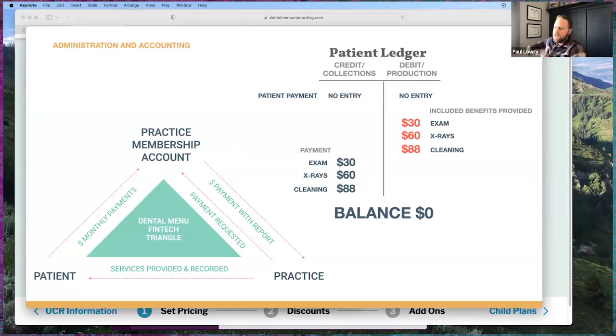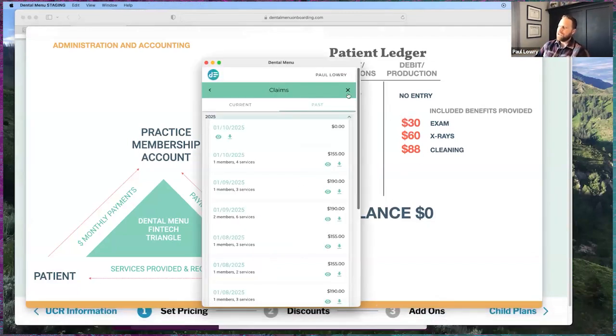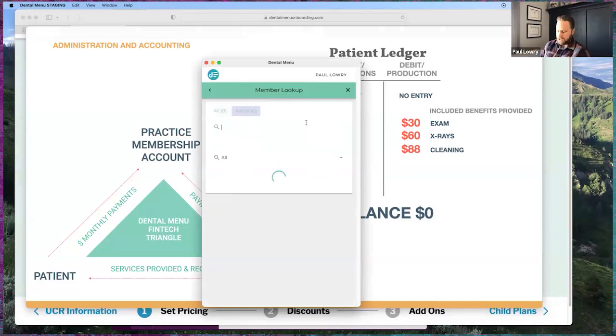That matches your production. And if you are paying providers on collections, your hygienist gets credit. Your associate doctor gets credit for them seeing that patient that day. And now your daily collections coming out of your analytics software also matches real time. So it's a way cleaner, better way to run it when you do it this way. You're not keeping track of monthly payments. All you're doing is when a patient comes in, you're looking up the patient.